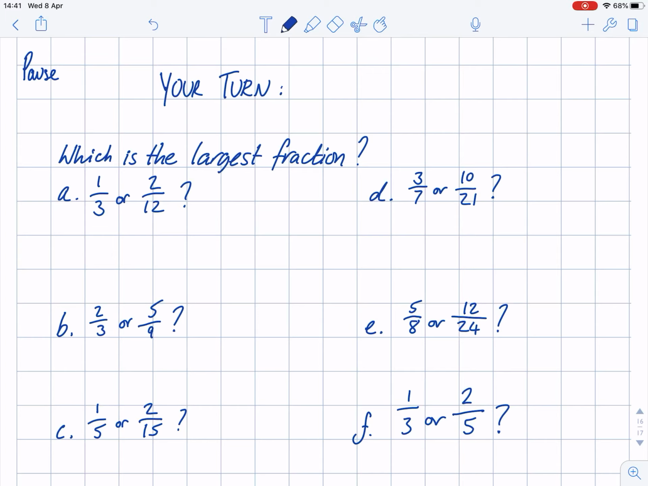The only one which is slightly trickier is F. I'm not going to say anything. I just want to see if you can solve it. Okay, so pause the screen now. And when you're ready to go through the answers, press play.